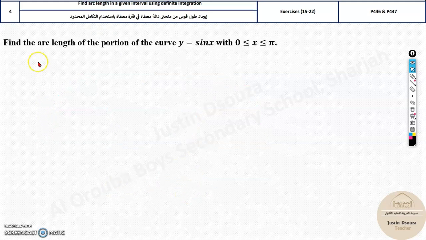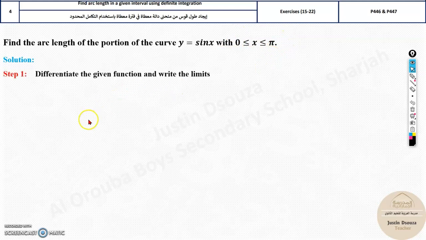Let's do a few problems. Here they have asked to find the arc length for this particular equation, y equals sine x, with x from 0 to pi. Now how do we solve? First and foremost, we need to differentiate. Whenever it comes to arc length or surface area, you have to differentiate.